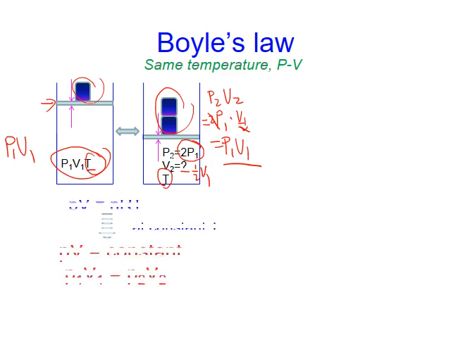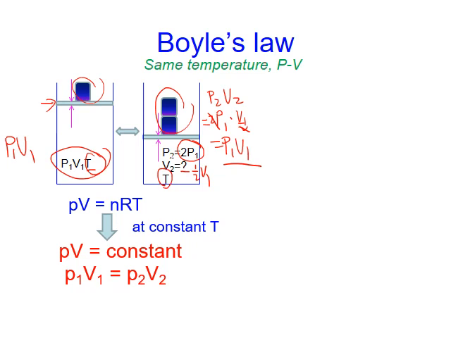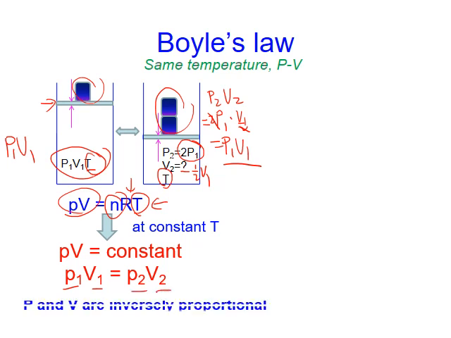We can see Boyle's law comes from the ideal gas law. When temperature is constant, number of moles is fixed, and R is constant, so the right side is a constant, and therefore the product PV is a constant. So initially P1 V1, in the end P2 V2, they must be equal. Pressure and volume are inversely proportional when temperature is constant. When one is increased, say pressure is increased, the other must decrease so that the product doesn't change.